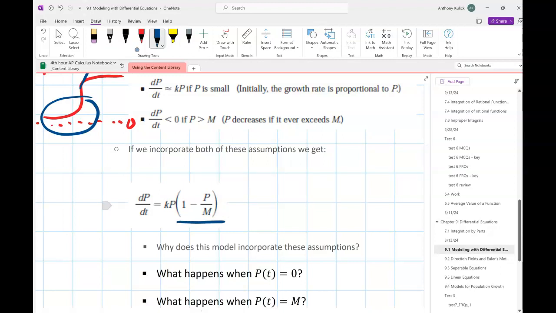Now let's think about what that's going to do. If P is equal to 0, what happens in here? It's going to be 1. And then P is 0, so the whole thing just becomes 0, because if you have 0 population, should it be growing at all? No. Okay.